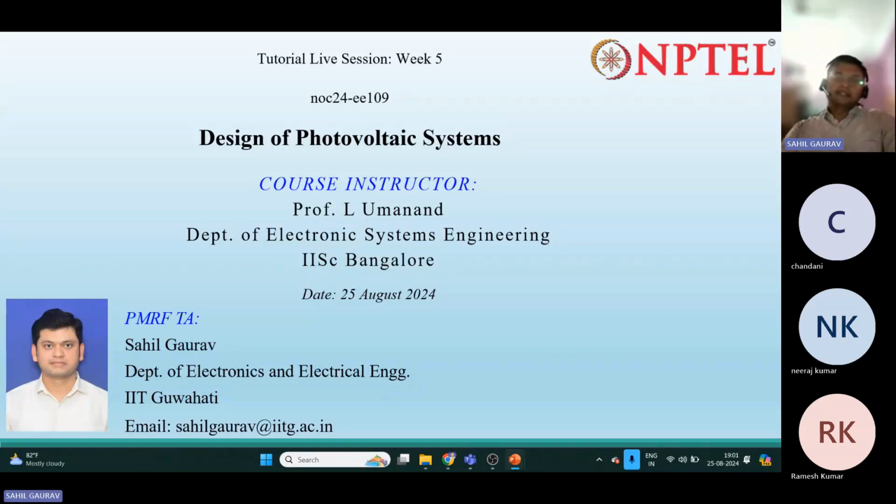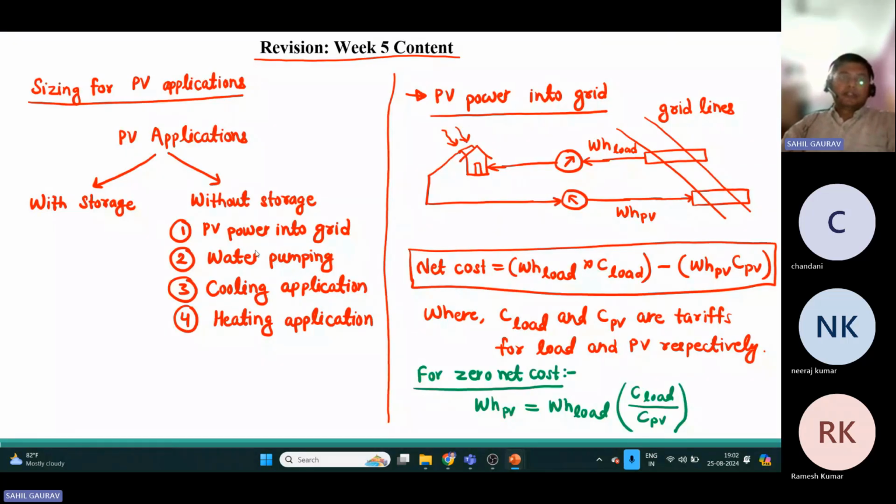So as in the previous session, first we have a quick revision about the big five. And then we will solve some problems. So here we are going to do the sizing for PV array. So this PV has applications with storage and without storage. So first we will see without a storage system, and then we will see with storage system, especially with the battery.